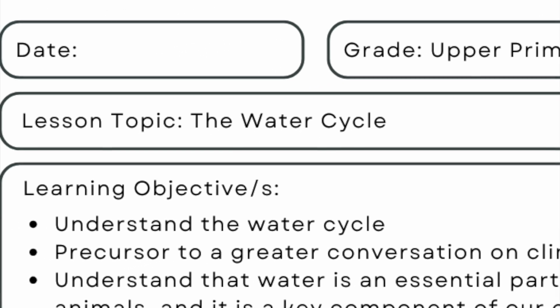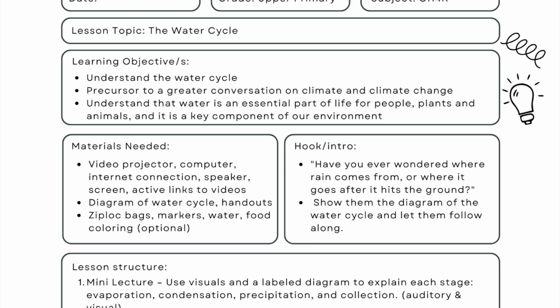As you know, water is essential to all things in life, people, plants, animals, and it's an essential part of our environment. So why not do a lesson that's fun and interactive about the water cycle? So why exactly are we teaching students about the water cycle? Well, that's what goes under our learning objectives section of the lesson plan.